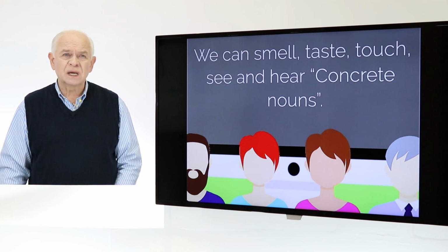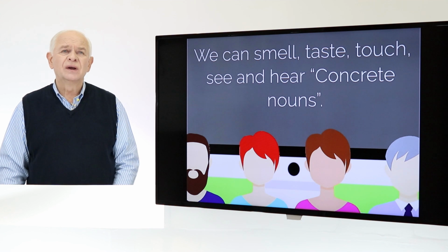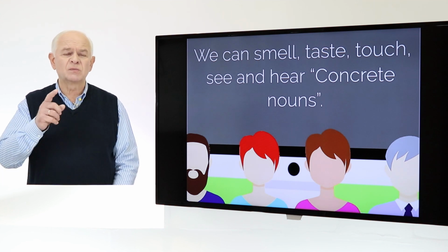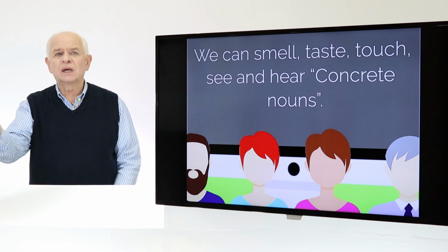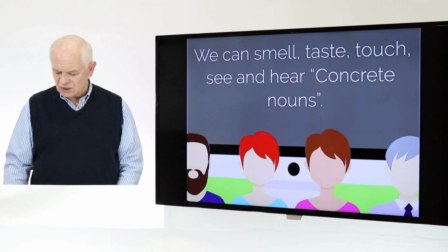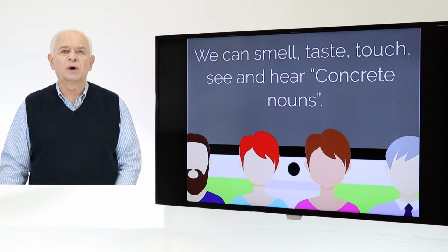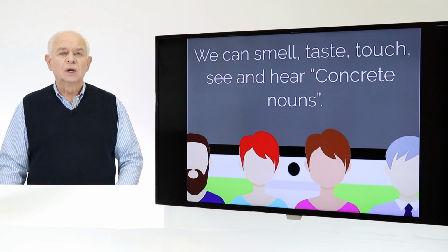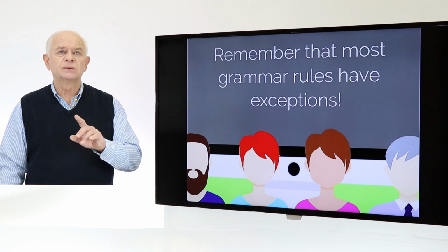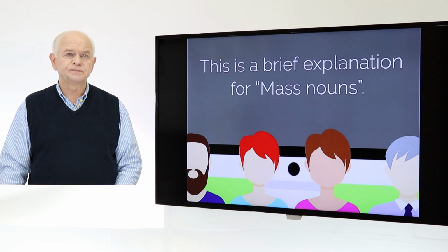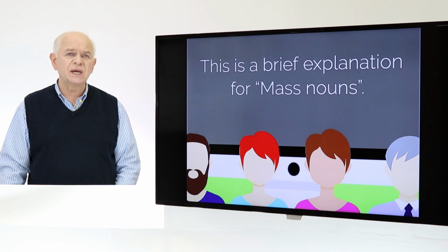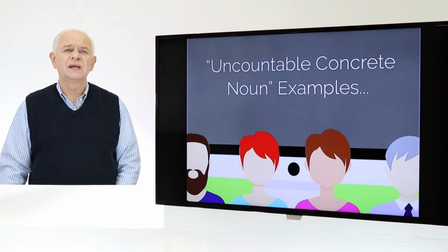We can smell, taste, touch, see, and hear concrete nouns. So a concrete noun, let's take smell for instance. I can smell something in the kitchen, right? I can taste that wonderful cup of coffee. So those are just a couple examples. Here are some more coming up. Remember that most grammar rules do have exceptions. This is a brief explanation for mass nouns.